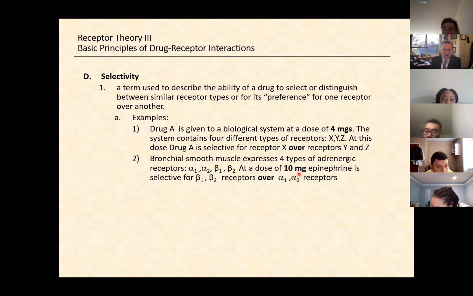All right. Any questions about this? Everybody understands selectivity. Victor, you got a question? Yeah, the only assumption I'm making is that the reason why when you give someone more medication, they're more prone to side effects is because different receptors are being targeted instead of the ones that you want. Exactly. That's one of the major reasons. It's not the only reason, but it's one of the major reasons why you see drug side effects in patients.